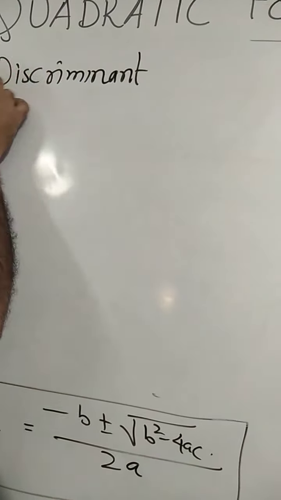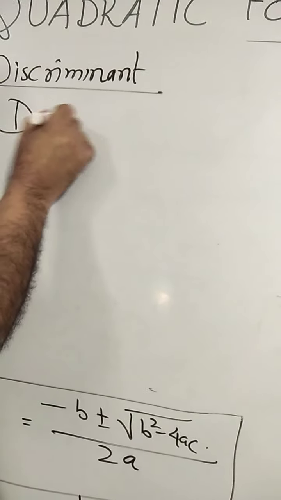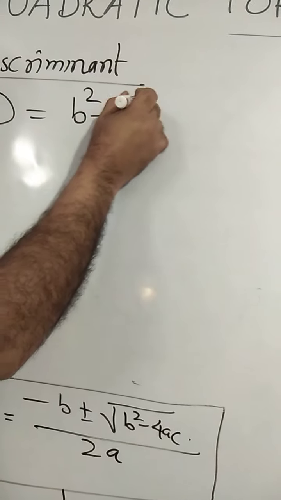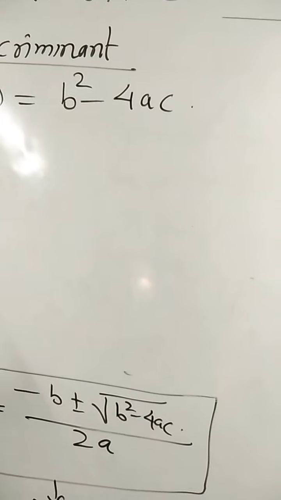What is this term called? Discriminant. It is noted by capital D. So what is D equal to? B square minus 4ac, and this is a very important term in this formula.